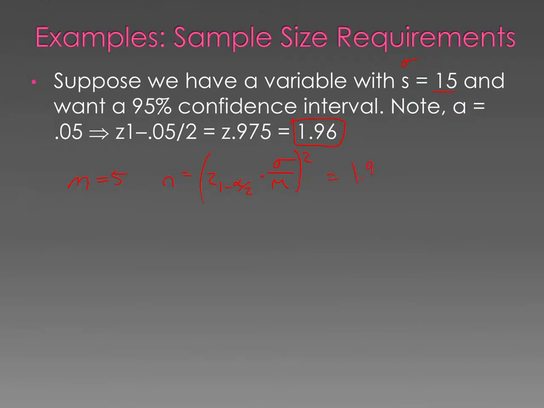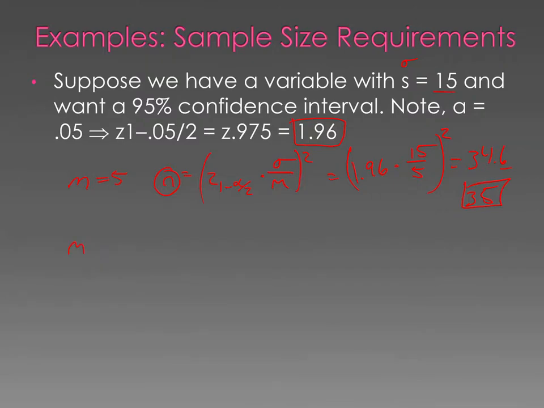This is going to be 1.96 times 15 divided by 5, all this squared, which then you're going to get a value of 34.6. Or, since we're dealing with n, sample size, individual people, you can't have 0.6 of a person, so you round that up to the nearest whole person, so you say 35 people.